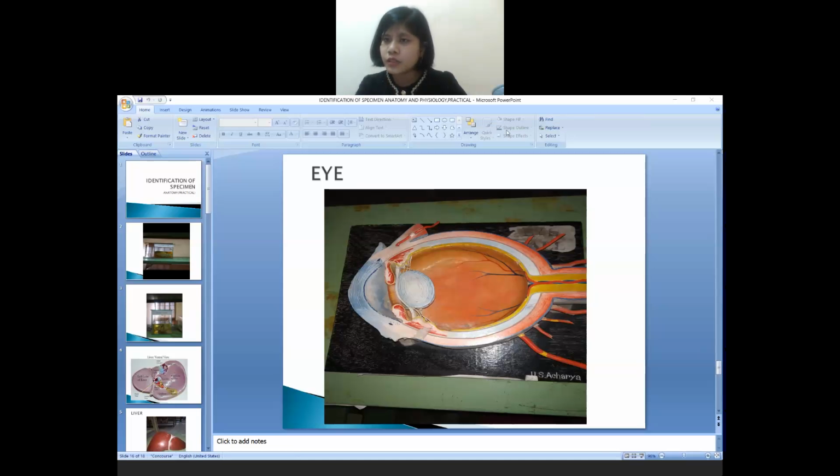For anatomy, you study two topics, that is bones and urinary system. And for physiology, you study cells and tissues and the digestive system, that is the gastrointestinal tract. So these are the topics that you need to study for your first sessional exam.